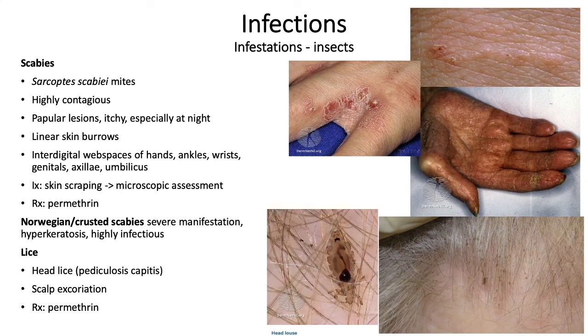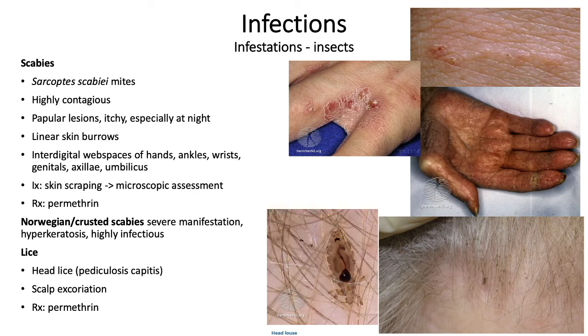The top three images show scabies. And on the top right, you can see a linear skin burrow. This is pathognomonic for scabies, although it isn't always present. It particularly affects the interdigital web spaces of hands, and you can see that on the left-hand image. Again, for investigation, a skin scraping would be done, and treatment would be an insecticide such as permethrin.